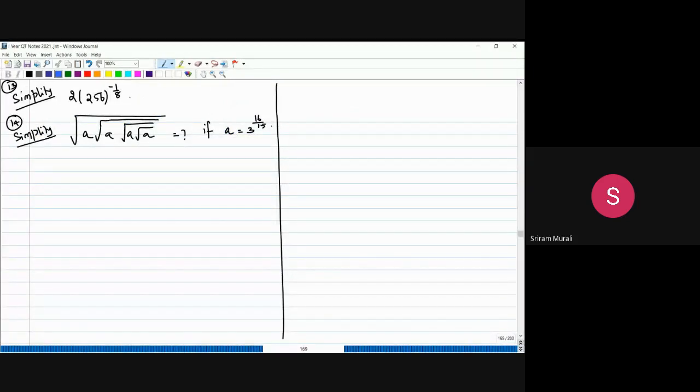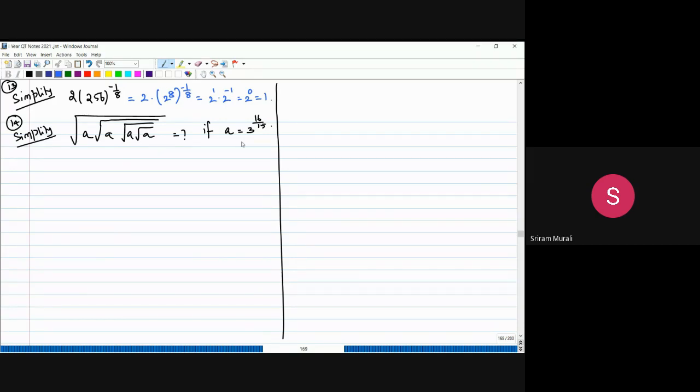What can this be? This is equal to 2 power... 256 is 2 power 8, the whole power minus 1 by 8. So what can the answer be? 2 power minus 1 times 8... it is 2 power 1. So 2 power 1 minus 1, that is 0. The answer is 1.